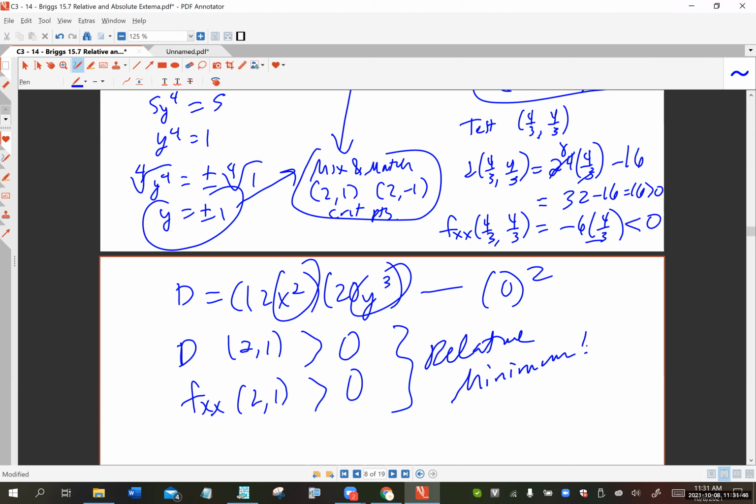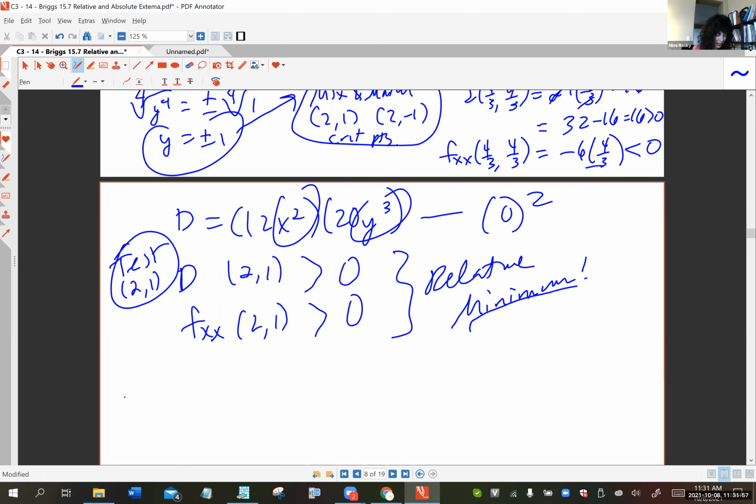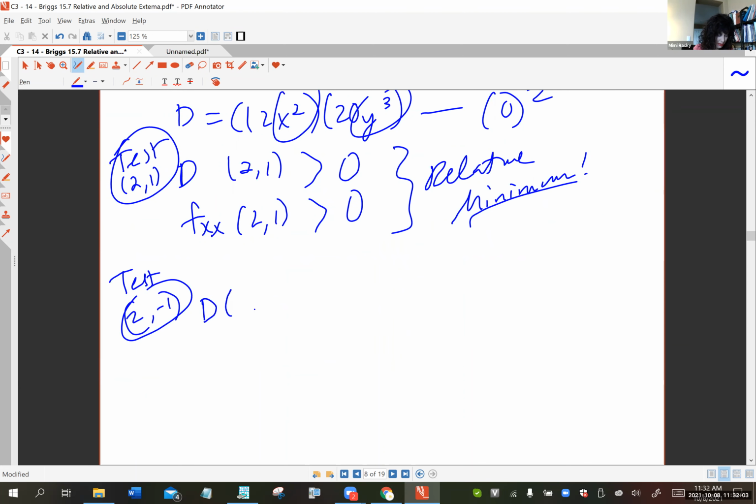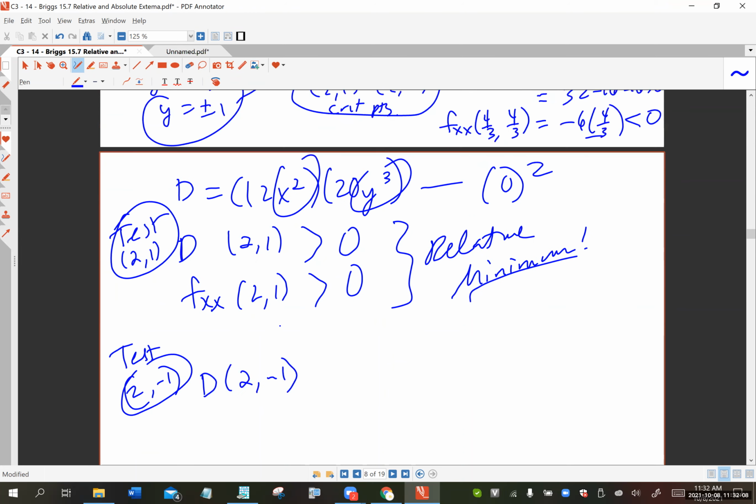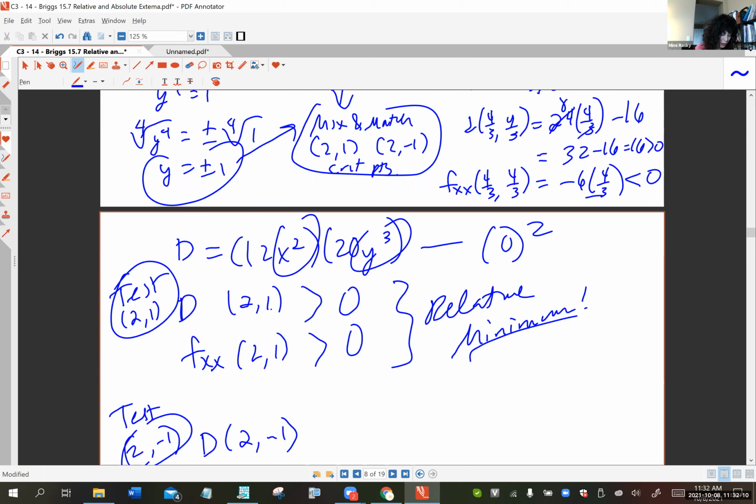Is this supposed to be -1 for the second one? Yeah, we're going to do the second one in a minute. Okay. Right now, we're just testing (2, 1). And it's a real min. Now let's test (2, -1). Is that okay if I do them separately? I thought you were doing the (2, -1) for the fxx. That's why I got confused. No, I'm doing (2, 1) for both.